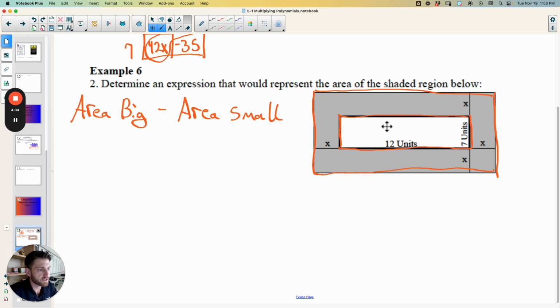So 12 times 7 is going to give me 84 units squared, so I'll leave that there. So I know the area of the smaller one is 84 units squared. But what about the area of the bigger one? Because it's showing me that this length right here is x, and I know that this is 12 and this is x, so how would I find what the length of this outer edge is?